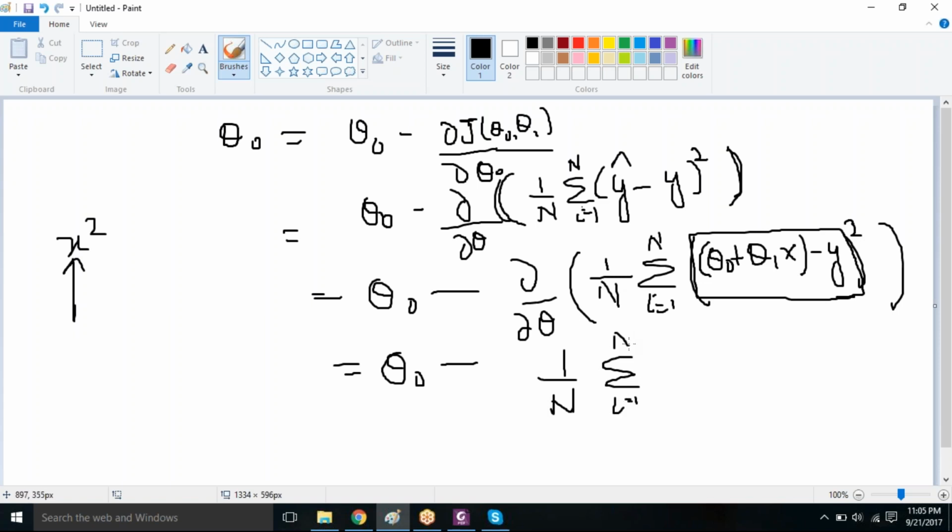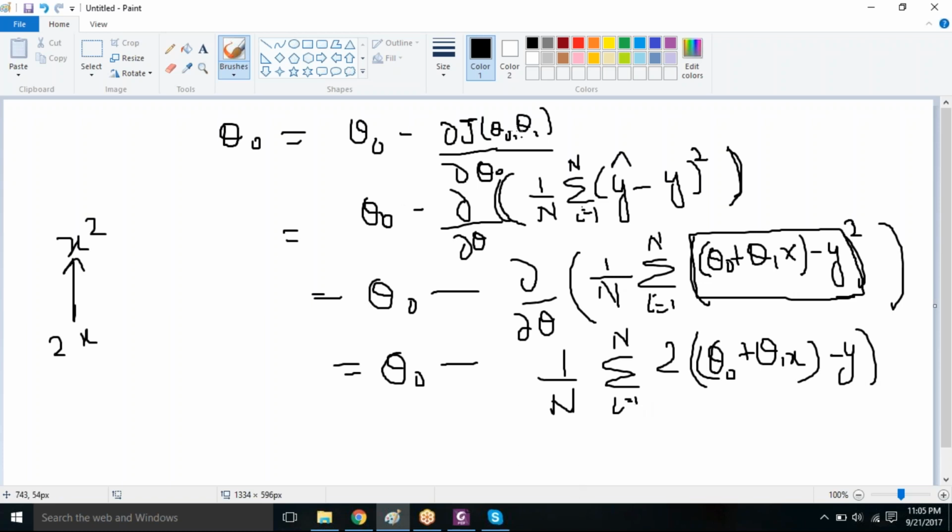I equal to 1 to n, this will come outside as it is just a constant, which will be there in the derivative also, so it is outside now. Now if you do the derivative of this, x square becomes 2x. So it will become 2 into (2 theta naught plus theta 1 x minus y). Isn't it? Yes. It will become this, right?